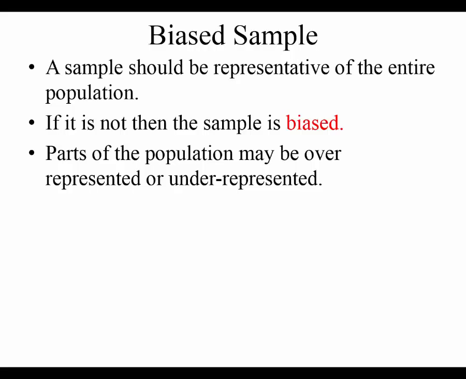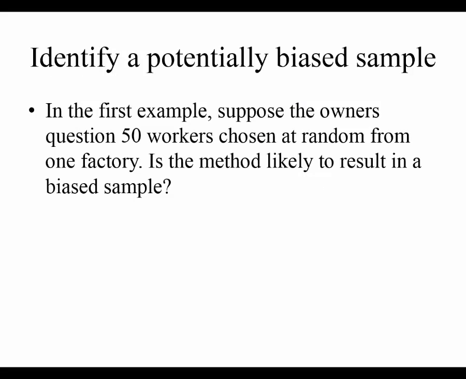What you'll actually get is parts of the population may be overrepresented, underrepresented. You'll get some sample that actually see something like that. Hopefully, we can discuss this in class, and we can come up with examples ourselves of things that are biased samples, and so on and so forth. Right? So how about this? Let's identify a potentially biased sample.